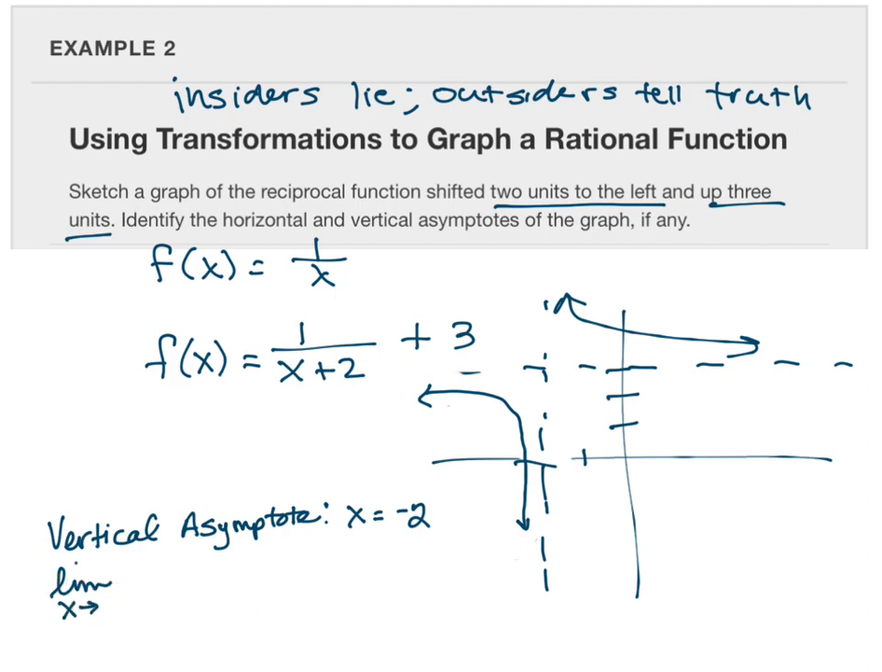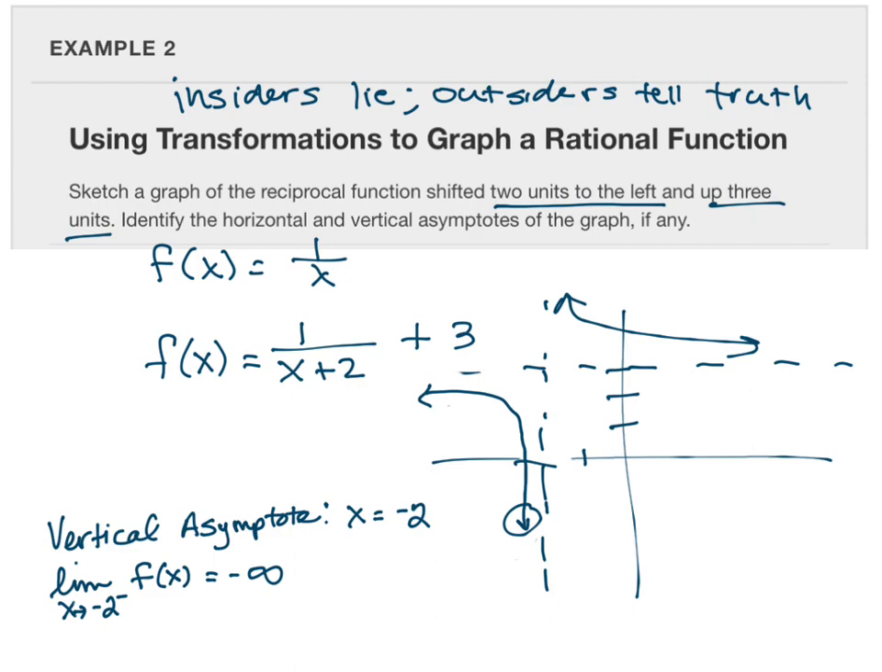As x approaches -2, so I have the limit as x approaches -2 from the left of f of x. Where'd it go? Negative infinity. Talking about this tail right here. The limit as x approaches -2 from the left of f of x is negative infinity. Look at him. Approaches -2 from the left.